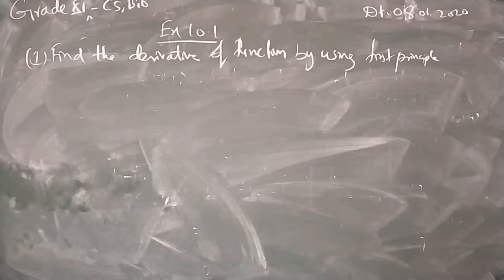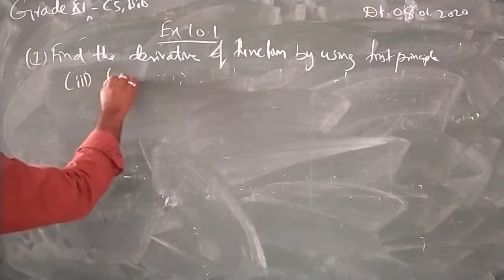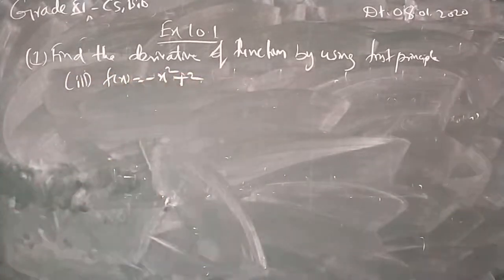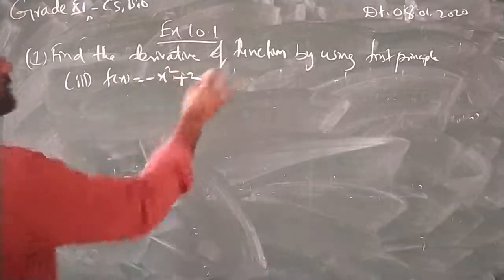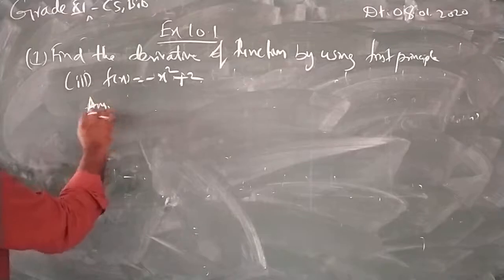Okay, next let us do the third question of the same exercise. F of x is equal to minus x square plus 2. So same, by using the first principle. So let us see the answer.